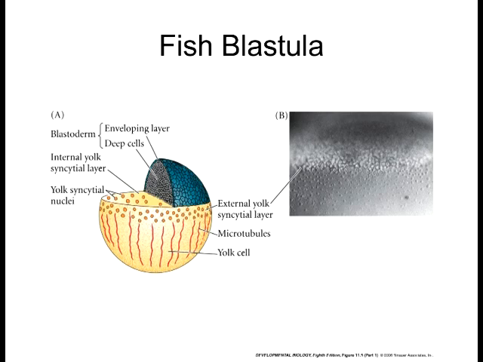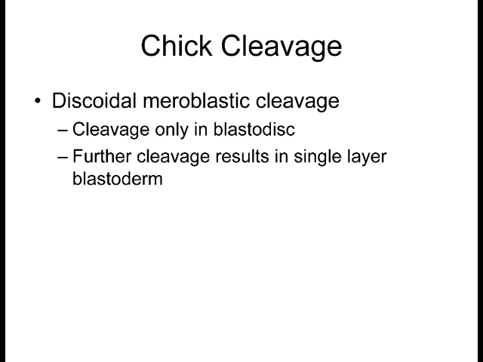Here's another picture just showing you. Here are the yolk syncytial nuclei. Here's the enveloping layer, the overall blastoderm, but it's only the deep cells, or the inner cell mass, that become the embryo. The enveloping layer will form a shield around the yolk and play a role in development, but it won't actually become the embryo itself. Similar to the trophoblast in our development.